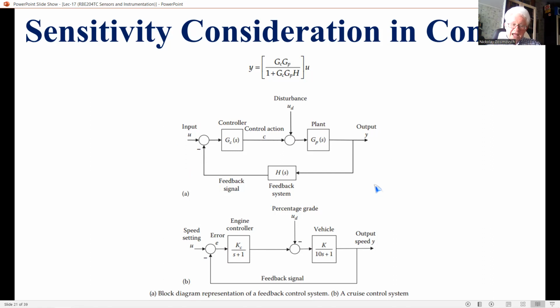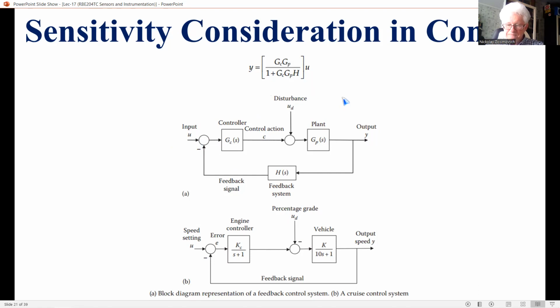In the usual notation, we have G sub P as the plant or control system transfer function, and G sub C as the controller transfer function, including the compensator and other hardware. H is the feedback transfer function, including the measurement system. U is set on the left side as the system command, Y on the opposite side is the system output, and U sub D is the external disturbance to the system.